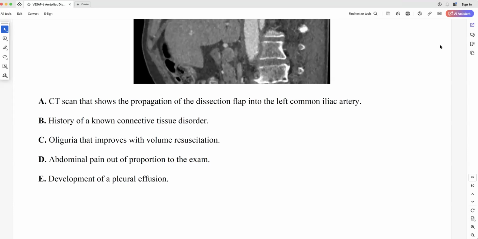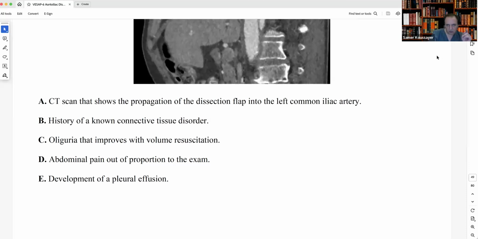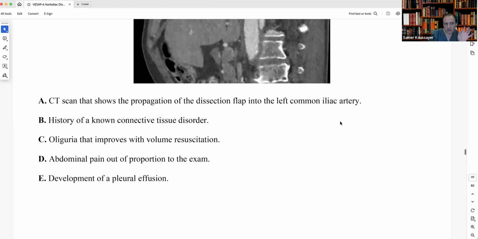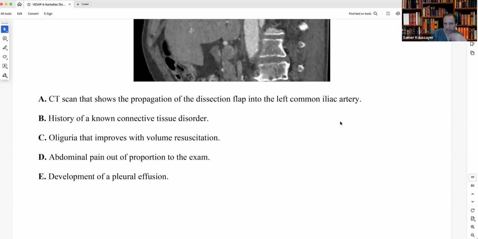Yes, conservative. B, history of non-connective tissue disease. Remember what they said here. You have to look at the question. They said urgent, right? That means something that had to be done as an emergency. So with connective tissue disease, yes, you have a high chance of complication, a high chance of rupture, but that doesn't mean you have to do an emergency.